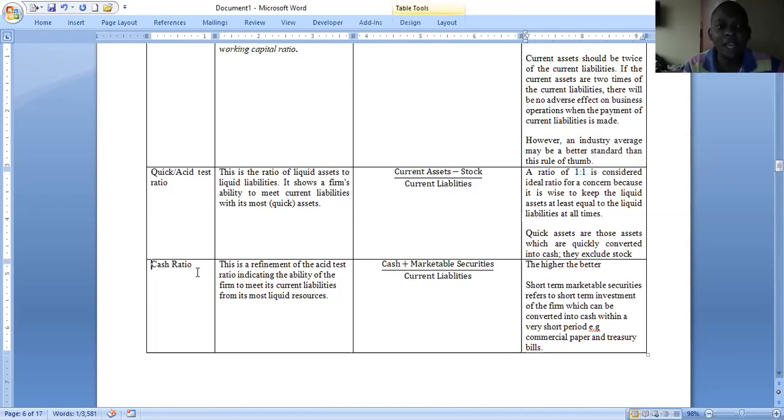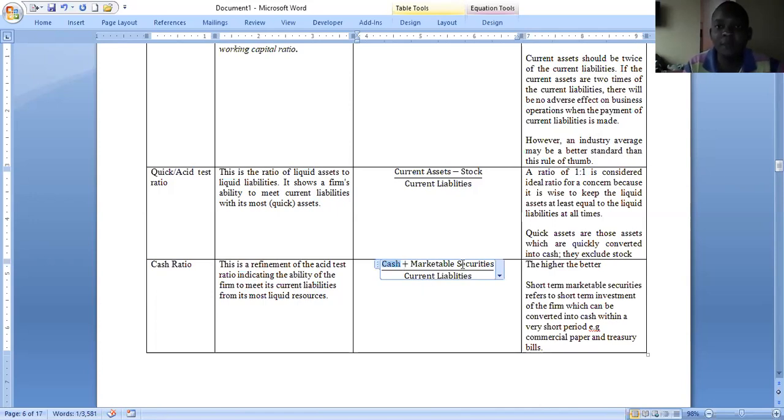And then we have the cash ratio, which is another liquidity ratio that measures the liquidity of a business. The cash ratio measures the ability of the firm to meet its current liabilities from its most liquid asset. And the most liquid asset is usually cash. So therefore, the cash ratio will be equal to cash divided by current liabilities.